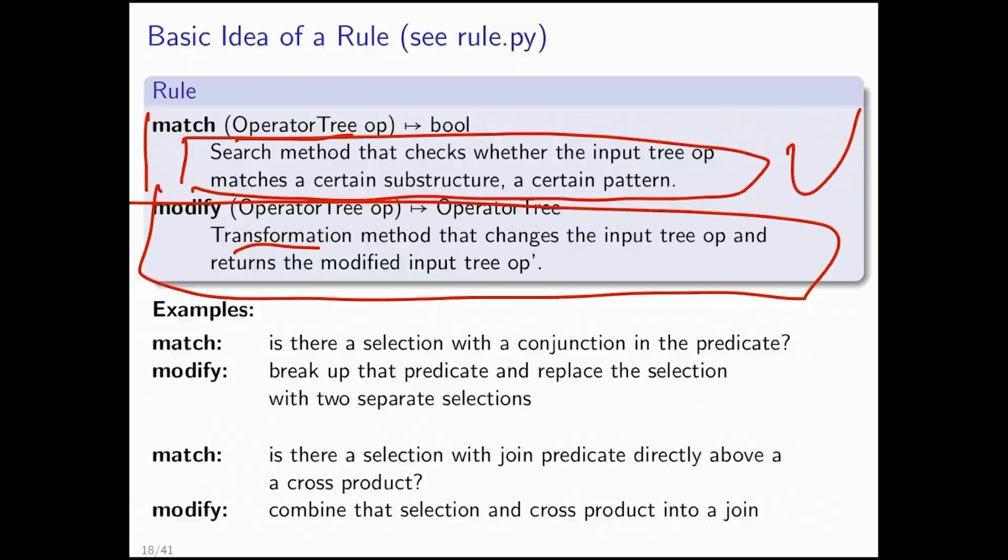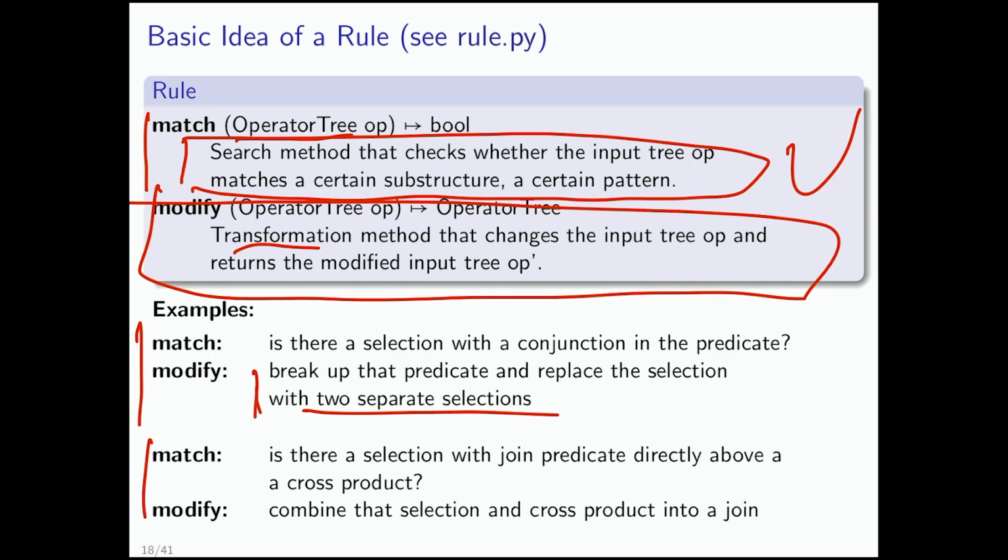Example: a match could be something like, is there a selection with a conjunction in the predicate? We see that sigma operator with A and B, and you can break that up into two selections. It doesn't hurt, doesn't make a difference. You could break it up into two selection predicates with two separate selections. Maybe that gives you some optimization options later on.